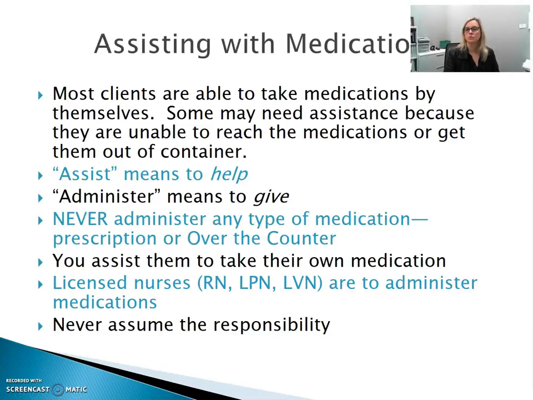Okay? So understand the difference between assist and administer. You are never, ever administering meds. Even if it's a Tylenol over the counter and they say, I have a headache, I would like some Tylenol, you cannot open that Tylenol bottle, hand them the pills, and have them swallow it, because that's administering.